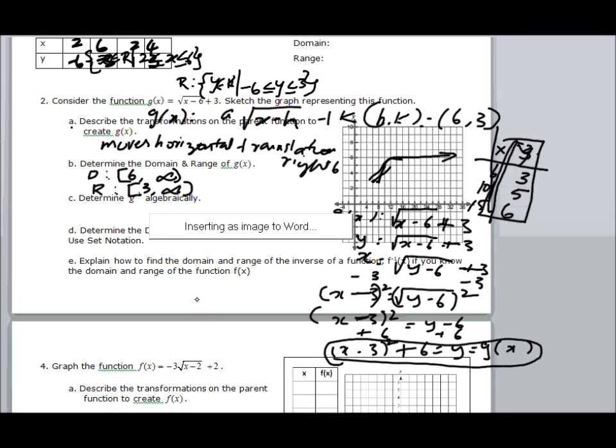The next question says determine, forgive me for this, somehow Word is trying to insert this as an image, never mind.